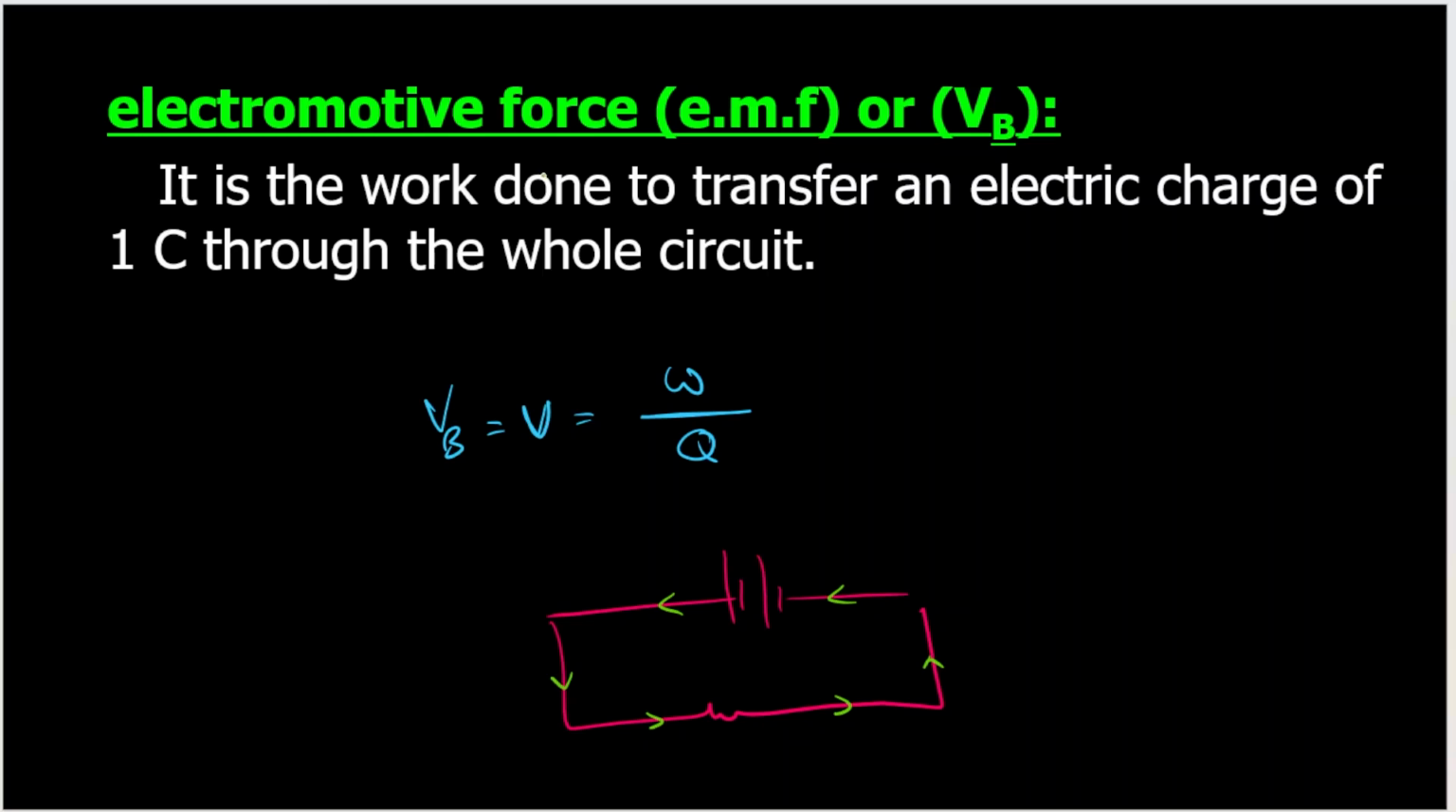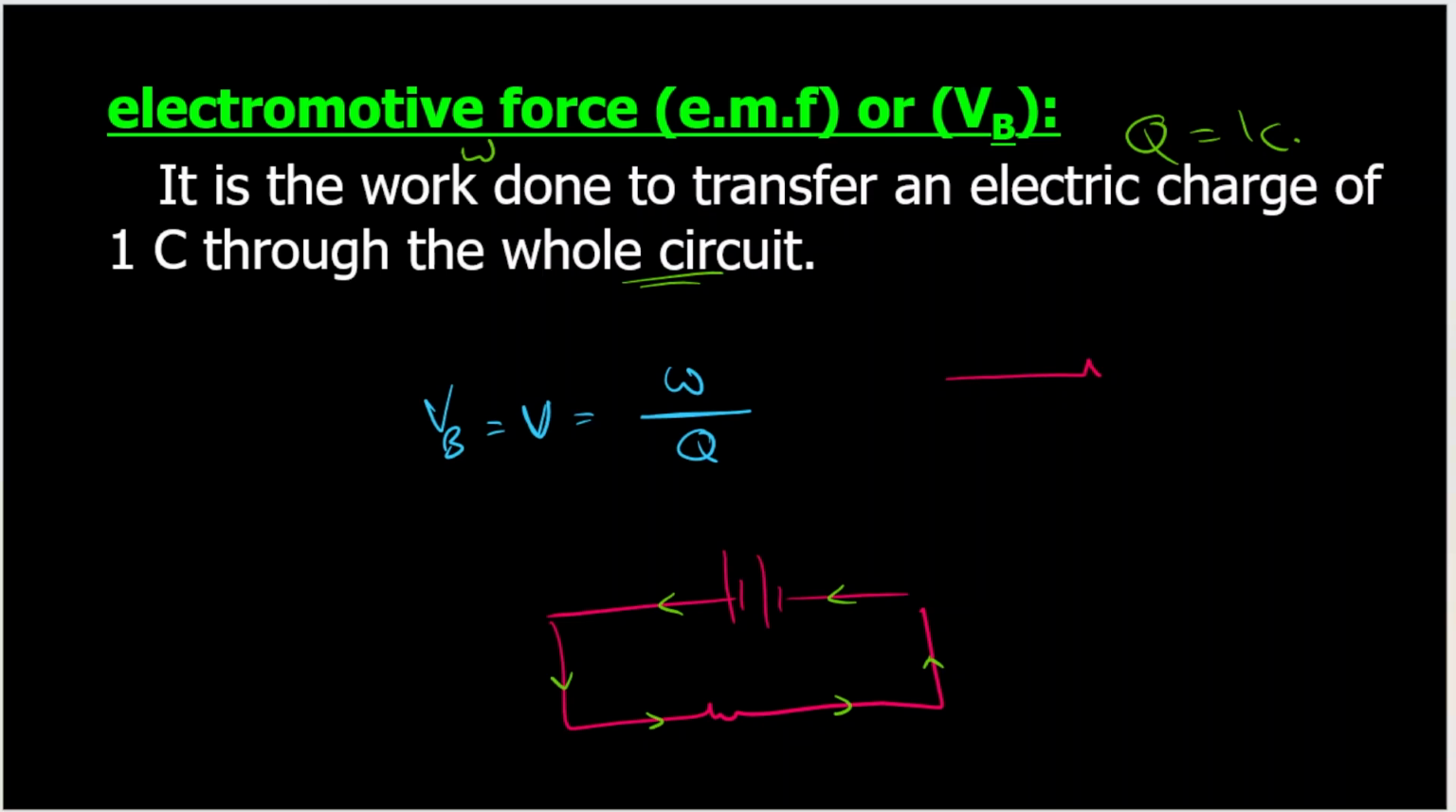So what's meant by electromotive force? It is the work done to transfer an electric charge of 1 coulomb through the whole circuit. And the whole circuit means the external circuit and inside the battery as well. So the potential difference is needed to have a continuous flow of electrons and to have an electric current.